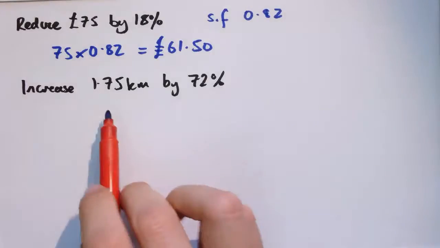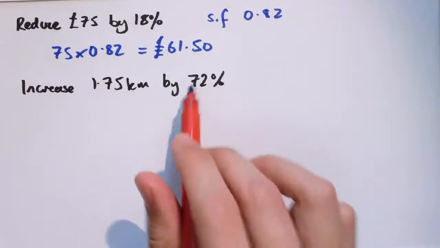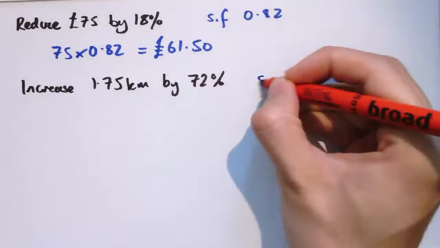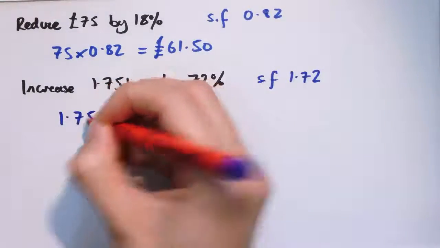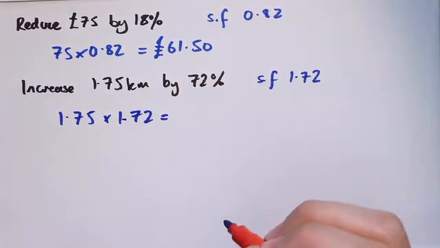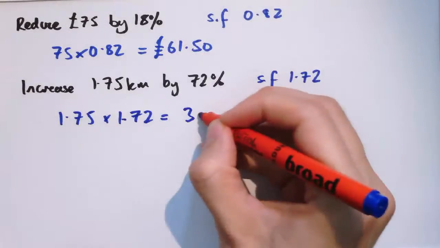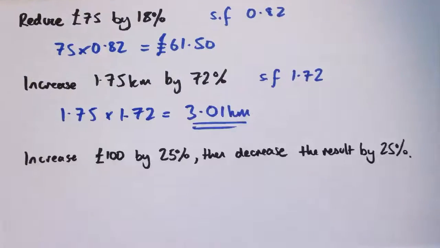So increase a distance of 1.75 kilometers by 72%. Well, I'm going to have 172% in total if it's an increase of 72%. So the scale factor is 1.72. So we take my 1.75 kilometers, multiply it by the scale factor of 1.72, and that gives me 3.01 kilometers.